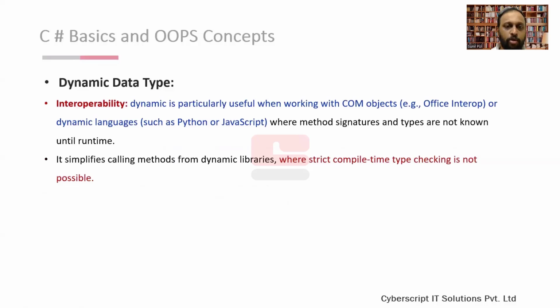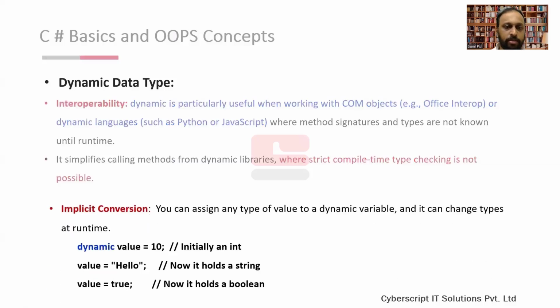So the next one is interoperability. Dynamic is particularly useful when working with COM objects like Office Interop or dynamic languages such as Python or JavaScript, where method signatures and types are not known until runtime. So to communicate with these languages like Python and JavaScript, where the types are not known, in that case, you have to use the dynamic data type. It simplifies calling methods from dynamic libraries where strict compile time type checking is not possible.